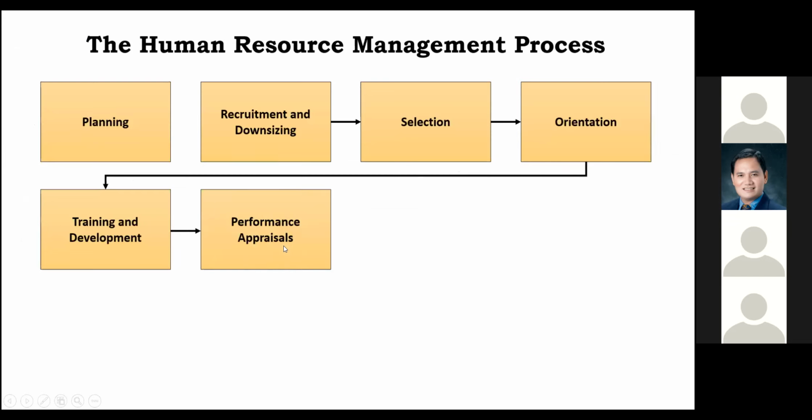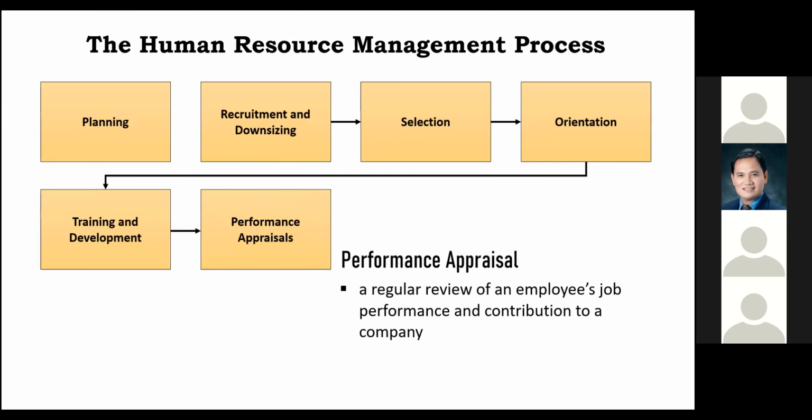After training and development, we have performance appraisals. Performance appraisal is a regular review of an employee's job performance and contribution to a company. In the government, at the DOTR, we do this twice a year. So every 6 months, we set our targets, and after that rating period, we assess our performance. The employees self-assess, and then this is elevated to our immediate supervisor, who will either concur or rebut your rating. Your rating and the supervisor's rating will be averaged, and this will be approved by the next higher authority.